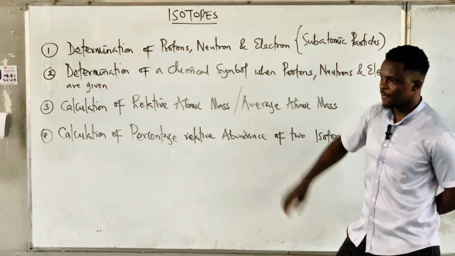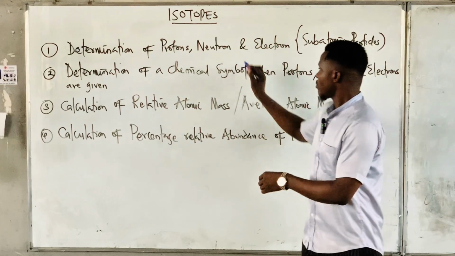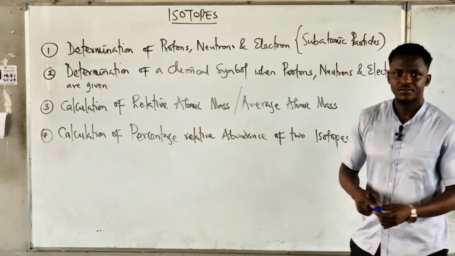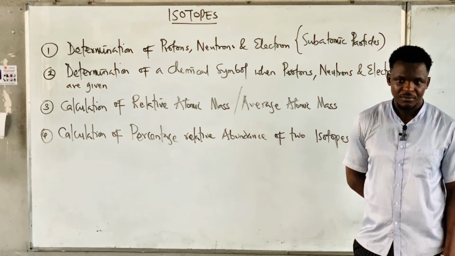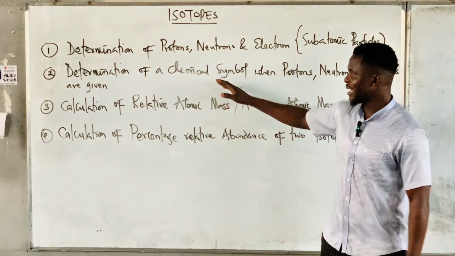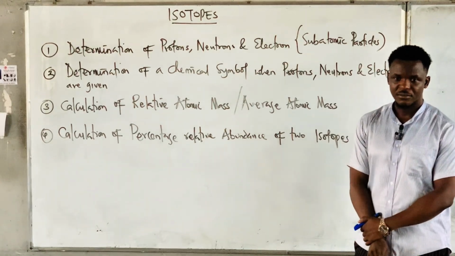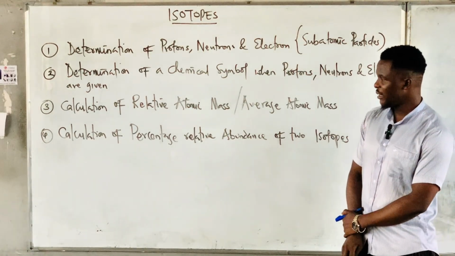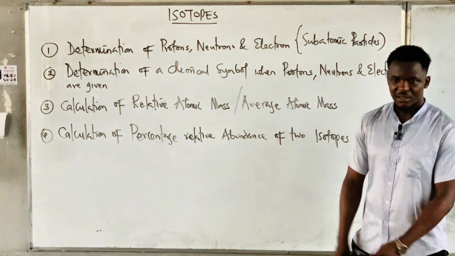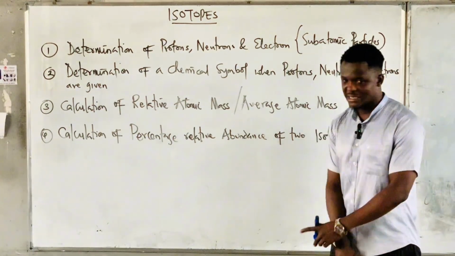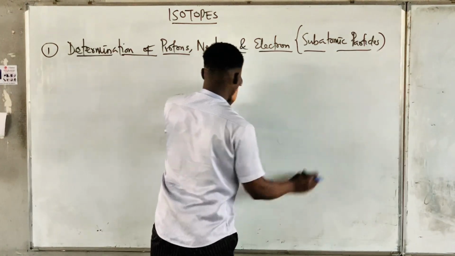The first one is determination of protons, neutrons, and electrons of an atom or an ion. The next one would be determination of a chemical symbol when protons, neutrons, and electrons are given. The fourth one will be calculation of relative atomic mass or average atomic mass. The fifth one would be calculation of percentage relative abundance. So let's start with the first one.